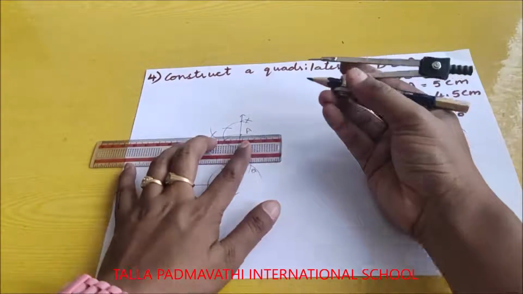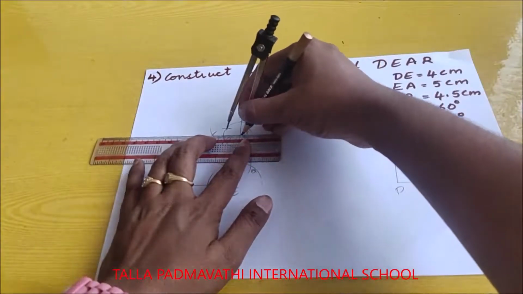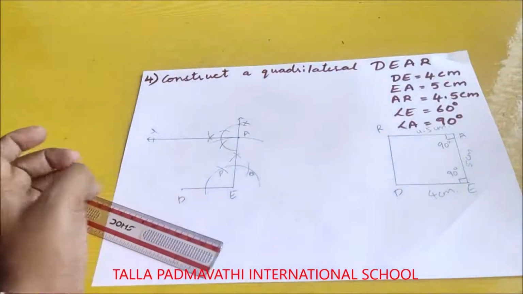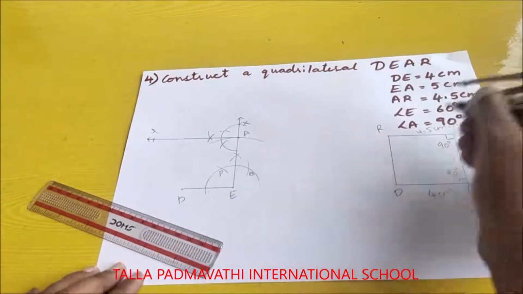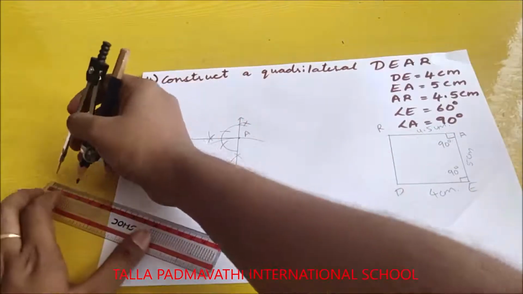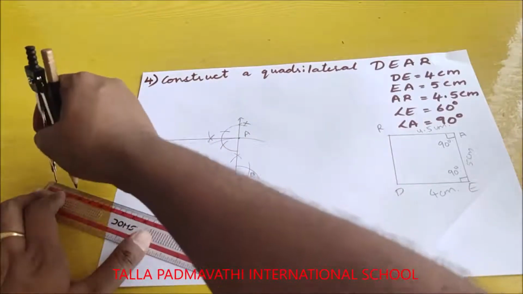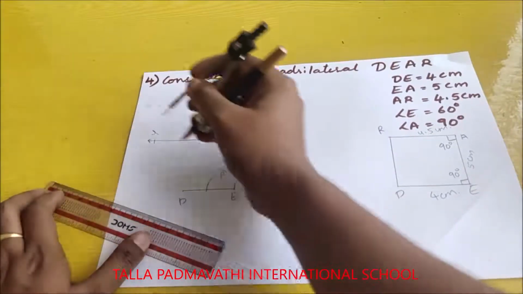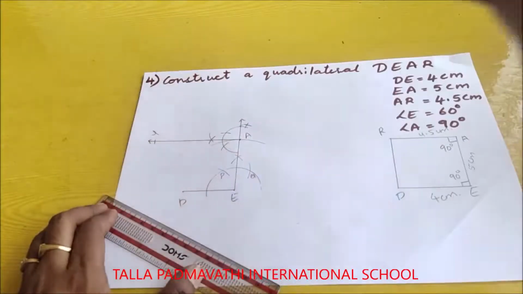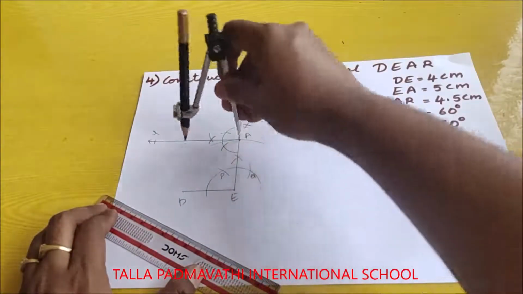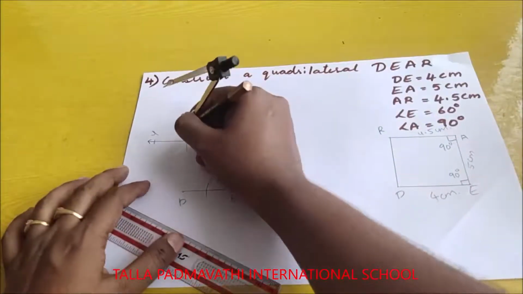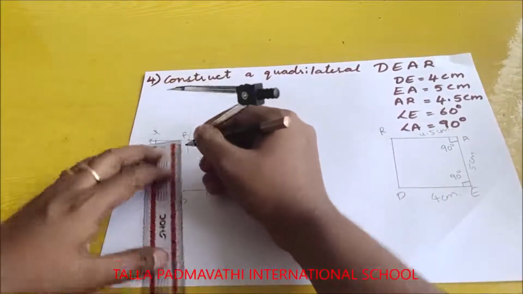So see here, children. This is AY. Now you already know that AR is 4.5 centimeters. So with A as center, take the radius 4.5 centimeters and draw an arc by cutting AY. So just take 4.5 and with A as center, draw an arc. This is your R point. So now join D and R.